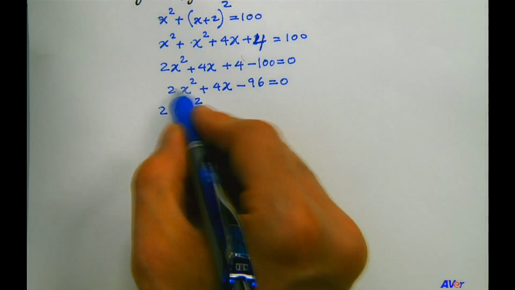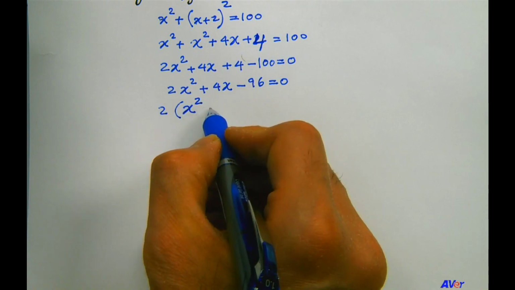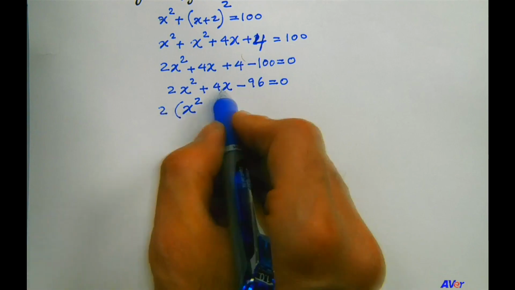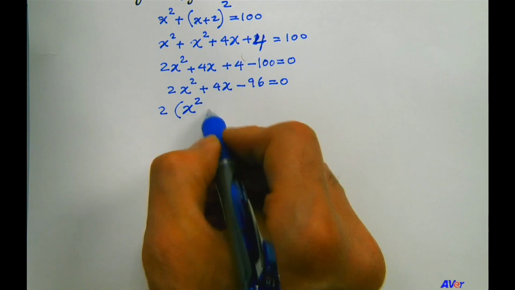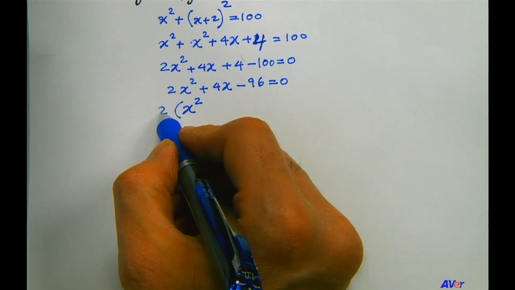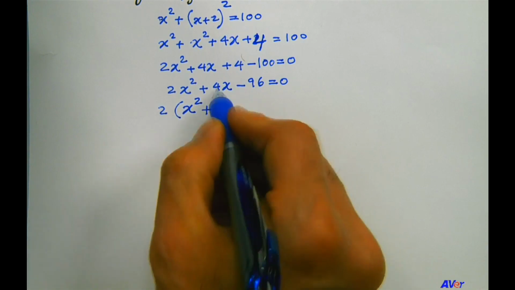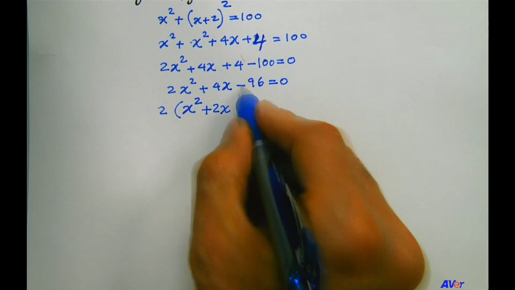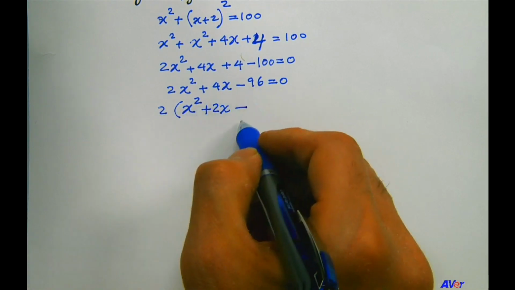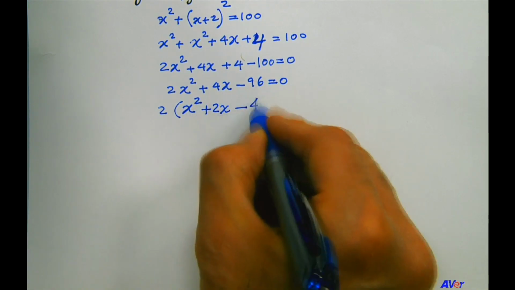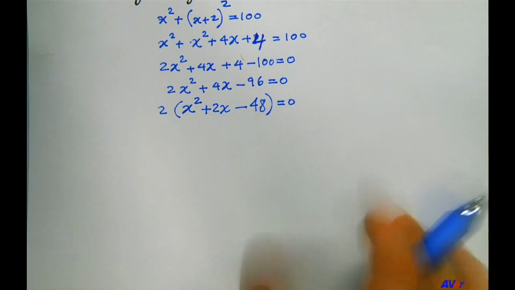2 times x squared is 2x squared. So inside the parentheses, I must have terms such that when I multiply by 2, I get that term back. So what should I put here so that when I multiply it by 2, I get 4x back? Plus 2x, right? 2 times 2x is 4x. Then minus, what should I put here so that when I multiply it by 2, I get 96? Well, these are easy numbers, so 48 should do it, right? Equals 0.